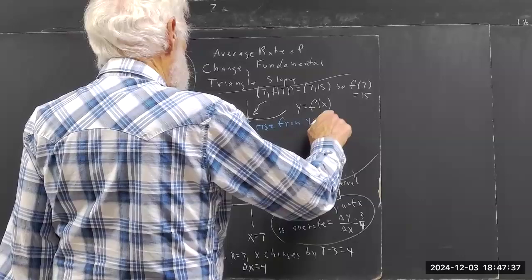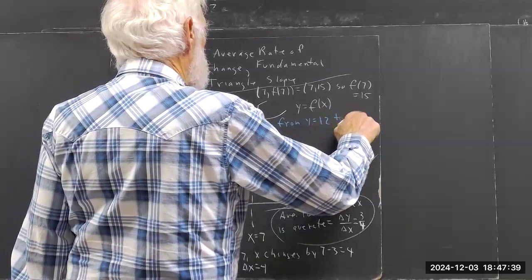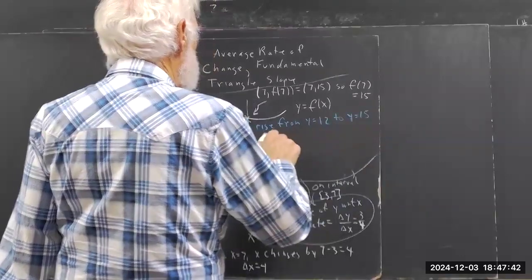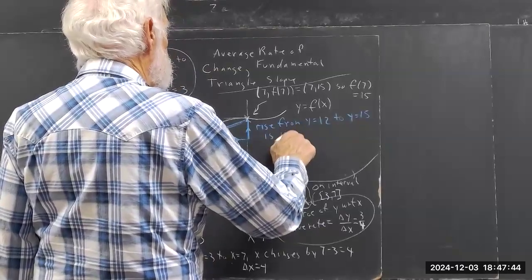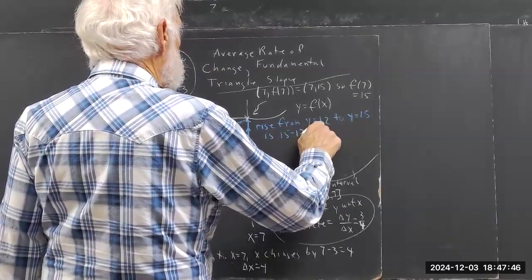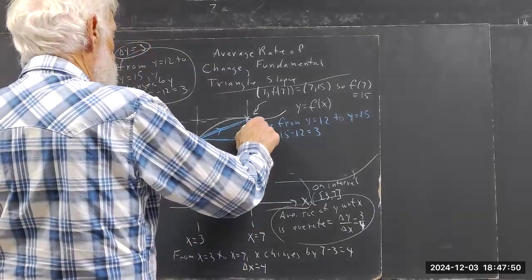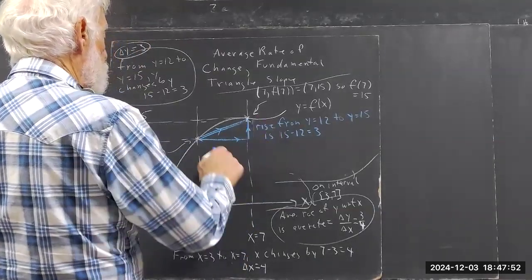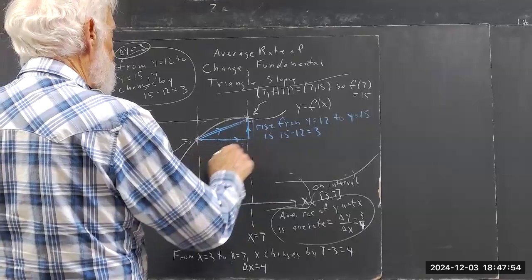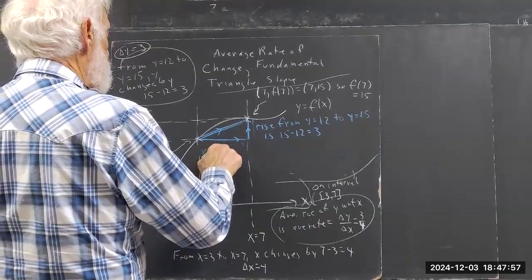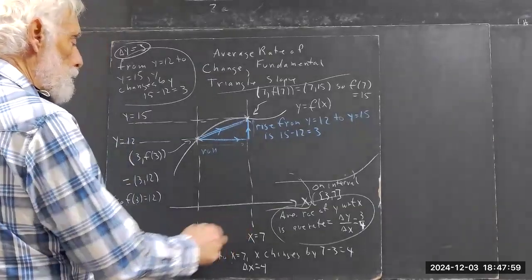from y equals 12 to y equals 15 is 15 minus 12 equals 3. So there's the rise. The run is from x equals 3 to x equals 7.